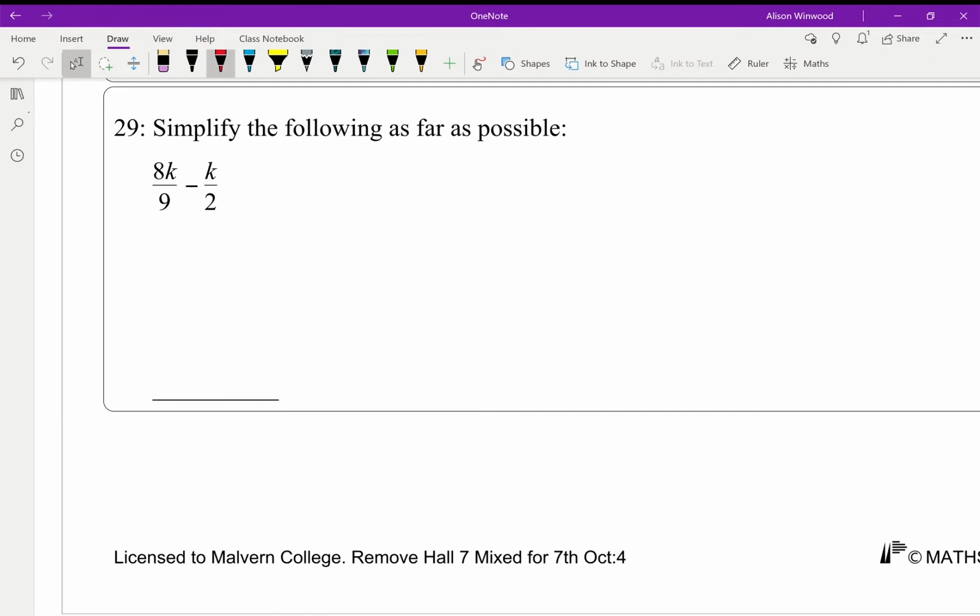Fraction addition: cross multiply for the numerators, straight multiply for the denominators, and then we can do 8 times 2 is 16, that's better. And then we can do the subtraction. 16 subtract 9, that's 7, so 7k over 18.